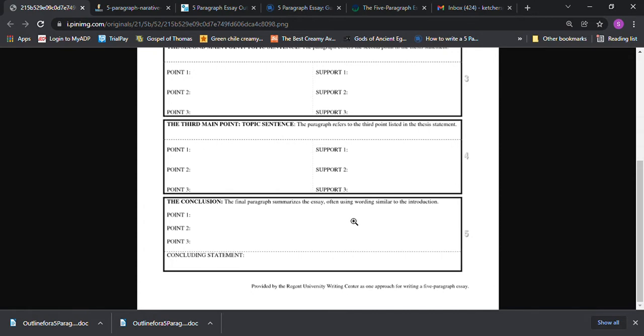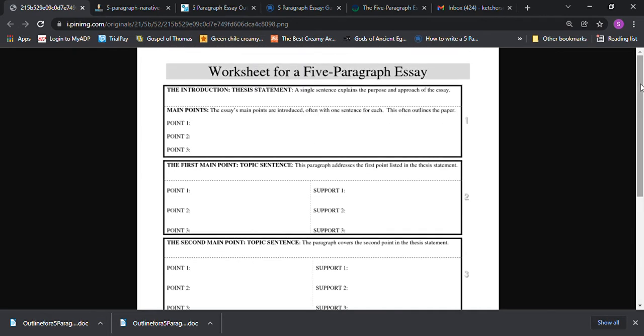So, and then this has a conclusion. The final paragraph summarizes the essay, often using wording similar to the introduction, because we are rewording those sentences. And then you have your concluding statement and you've made your point and you're like, oh, that should be the first paragraph.